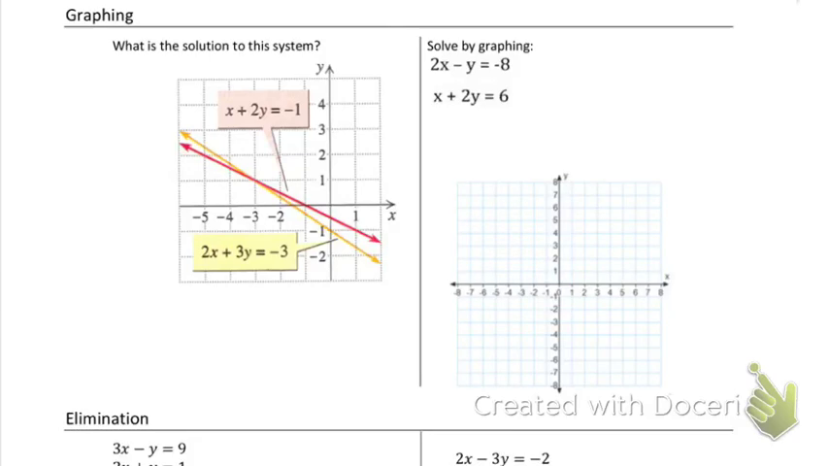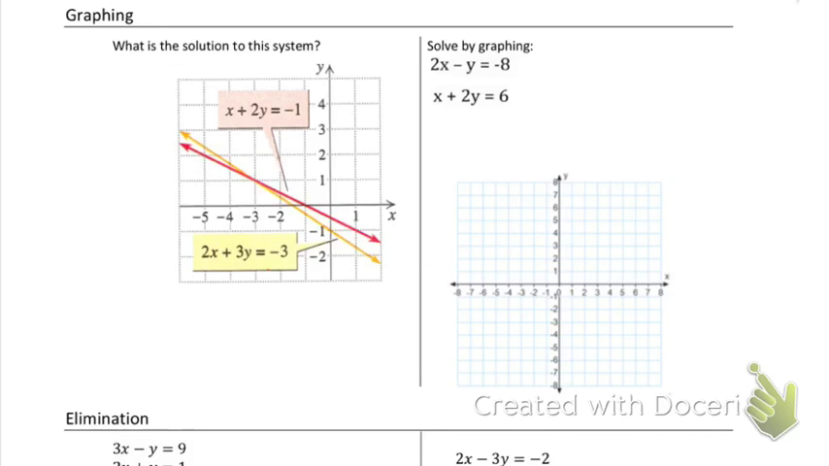The first and probably least effective way is to graph it. Why I say it's the least effective: it's really hard to graph something perfectly unless you're a calculator. And if you make even the slightest mistake while graphing it, it's going to look wrong. All right? So if I had two lines like this, and I said, what is the solution to this system?